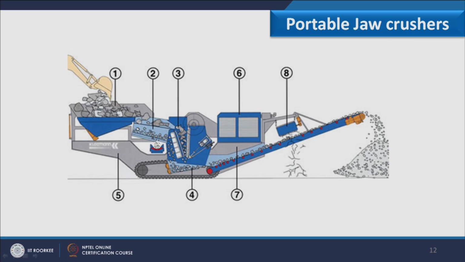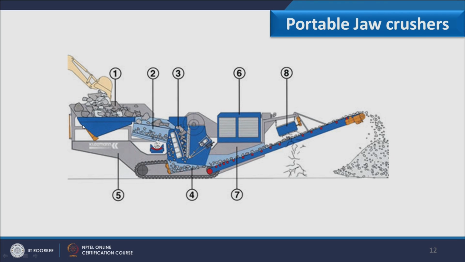Here I have put this image to show the portable jaw crusher, and this crusher consists of a feeder, screen, crusher and conveyor. How does it work? If you see, here we have the wheel in this portable jaw crusher, so that it can be taken to any position where we want it.